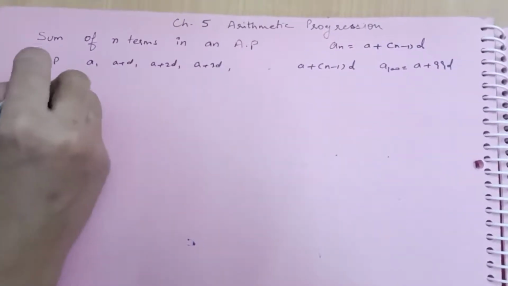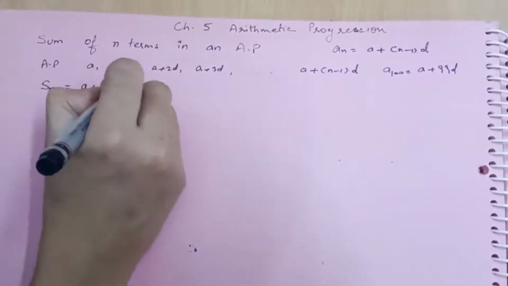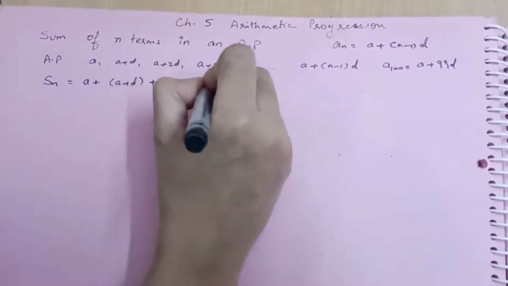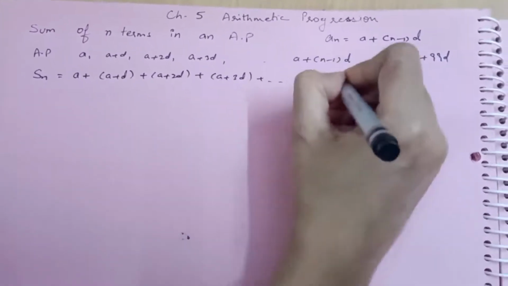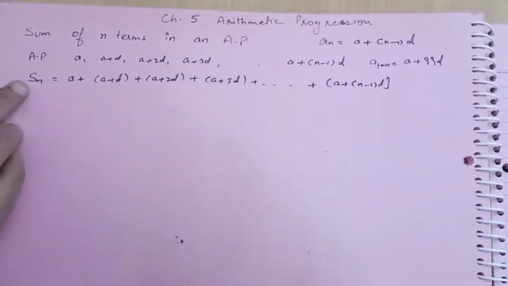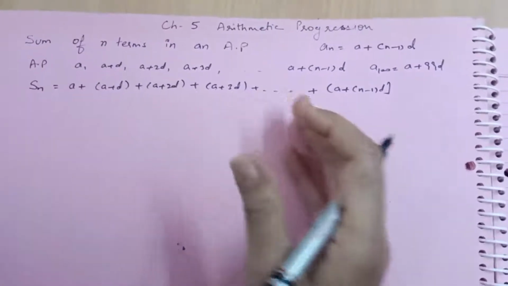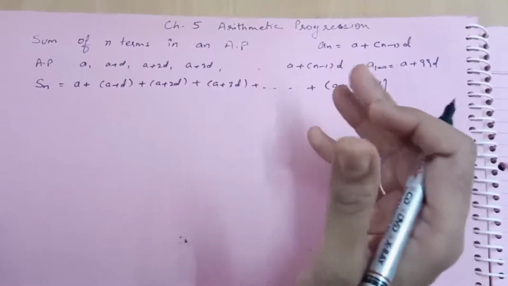So the sum of n terms means you are going to add all: a plus (a + d) plus (a + 2d) plus (a + 3d), and you are going to add till a + (n - 1)d. This is your sum of n terms. We are not going to add it term by term because it can consist of 200 or 300 terms directly. So I am going to tell you how to get the formula.